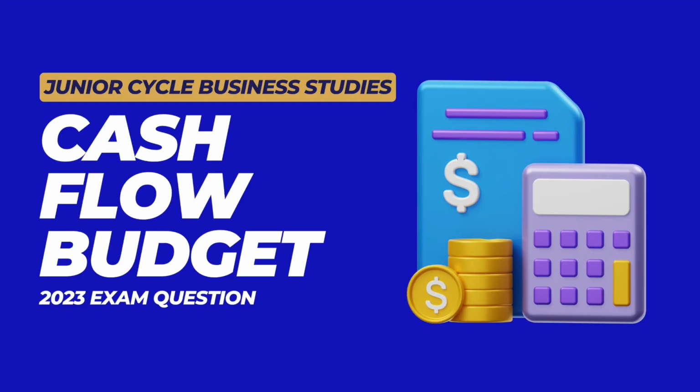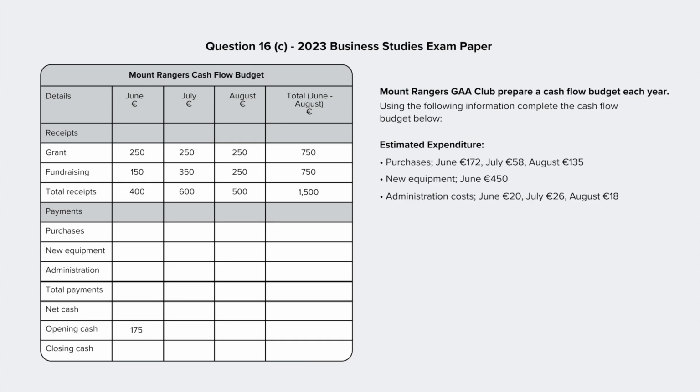This is a video on how to complete a cash flow budget question. A cash flow budget is a plan that shows how much money you expect to come in, receipts, and go out, payments, over a certain period of time. This question is taken from the 2023 paper. In this, you have to complete a cash flow budget for Mount Rangers GAA club.